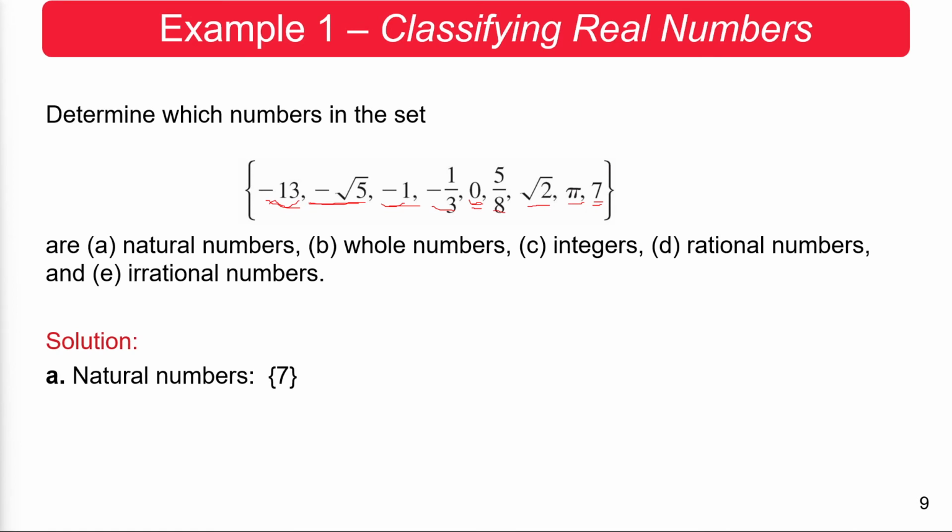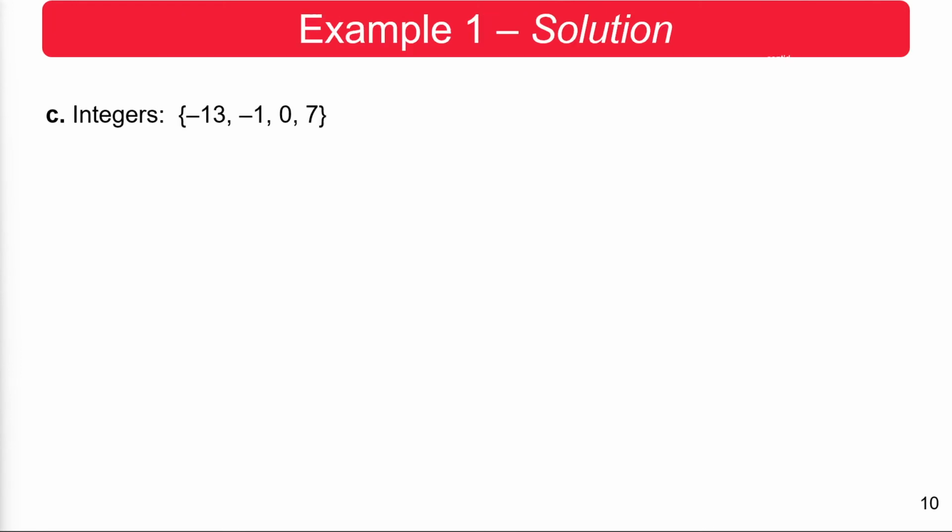As we can see here, the solution. The natural numbers will include only number 7. The whole numbers will include 0 and 7. The integers will be negative 13, negative 1, and 0 and 7. The rational numbers will include negative 13, negative 1 over 3, 0, 5 over 8, and 7.